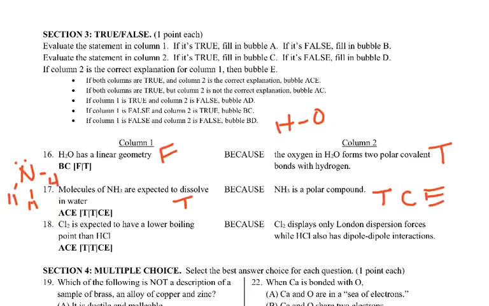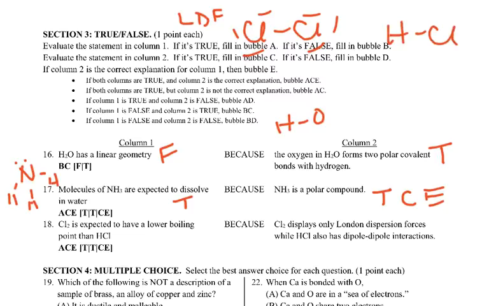18. Chlorine is expected to have a lower boiling point than HCl. Okay, chlorine, Cl2, Cl with Cl. Okay, that's going to be a nonpolar molecule. It's going to have LDFs. Okay, and that is the weakest of the intermolecular forces. HCl, okay, is not ionic. HCl is dipole, because it's the polar molecule, so DDI.